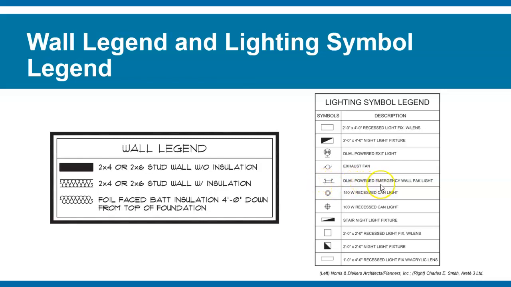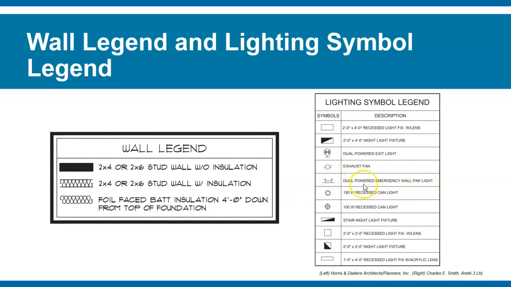Here you see these little arrows, a rectangle, and a line through it. It's called a dual-powered emergency wall pack light. So I would guess that this long line here is where the wall would be, and then you'd see this symbol around a wall, knowing that that object is a dual-powered emergency wall pack light.